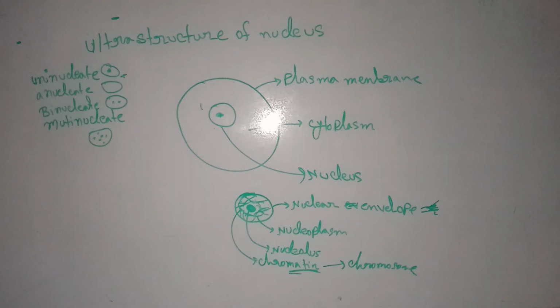When the cell doesn't contain any nucleus, it is called anucleate. These anucleate cells are basically seen at maturity, such as mammalian erythrocytes and sieve tube cells. They do not have any nucleus. In binucleate cells, the cell contains two nuclei, and in multinucleate cells, the cell has more than two nuclei.